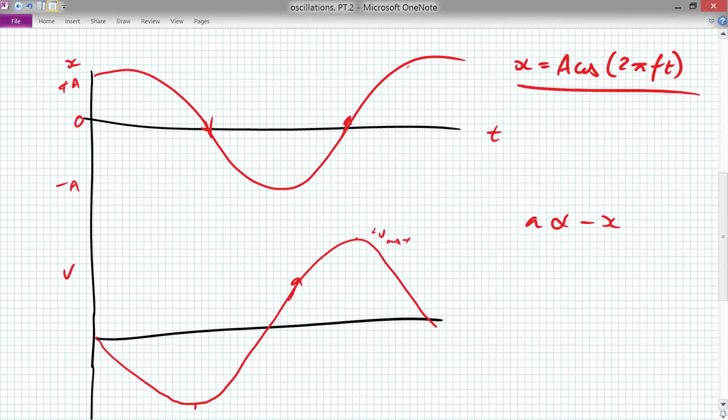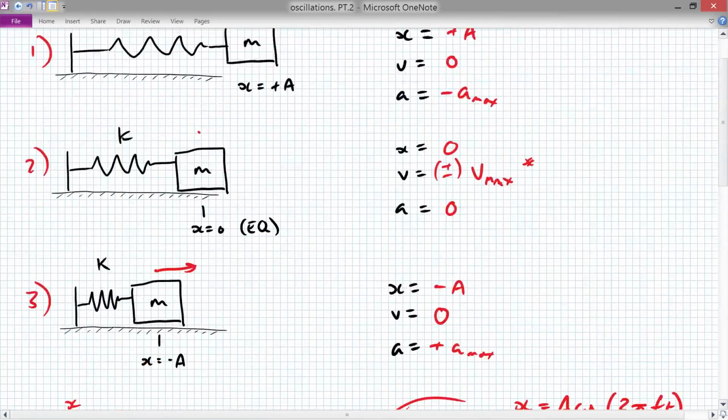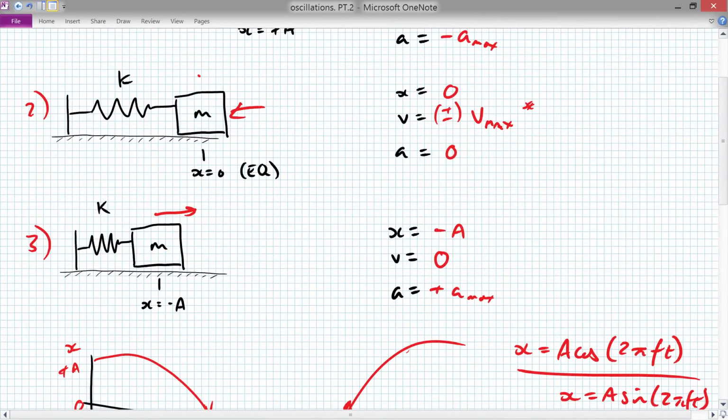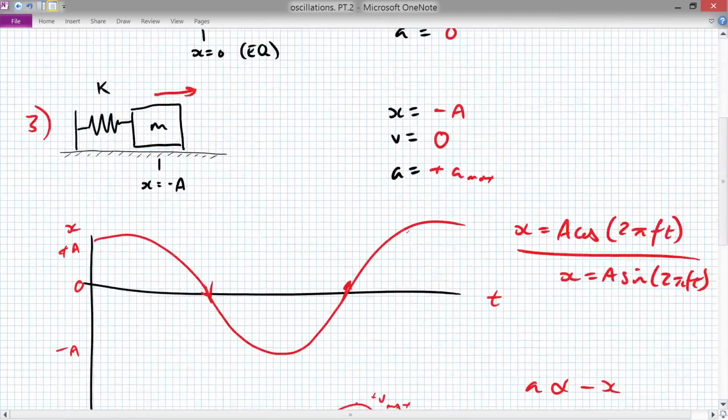Physically what this means is I've started my spring off by pulling it and releasing, whereas in the last video we looked at a position function that was sine, a sine 2 pi ft. Physically that just meant that instead of pulling and releasing, I actually started it off by pushing from equilibrium. So I flipped my mass, if you like. Starting off at this position, I gave it some initial impulse or something like that.